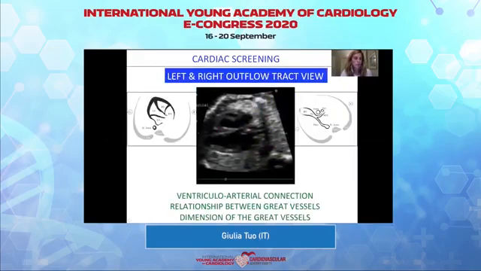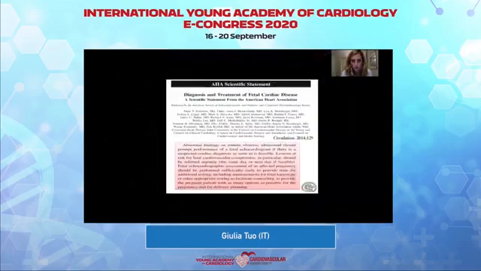But by adding also the left and right outflow tracts of the heart, they can add important information regarding the ventricular arterial connection, the relationship between the two great vessels, and the dimension of the great vessels. And this can give the chance to diagnose also the conotruncal anomalies.